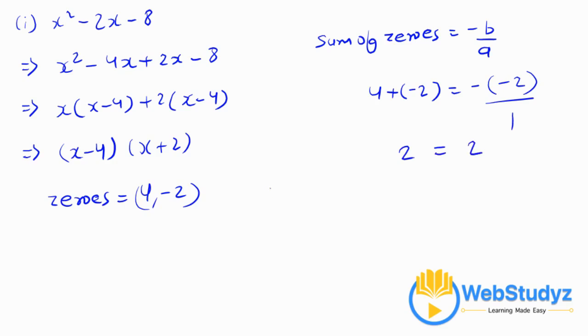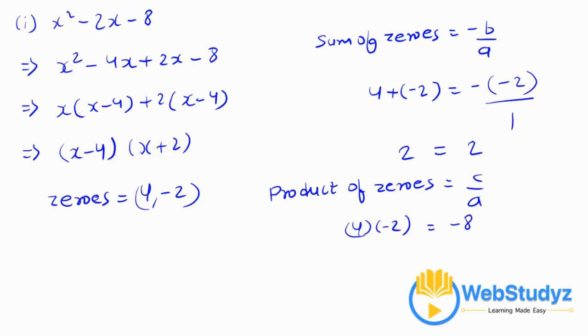So this is true. Let's check for the product of zeros, which is equal to c by a. Product of zeros is 4 into minus 2, and c by a is minus 8 by 1. So minus 8 is equal to minus 8. This way we have verified the relation between zeros and coefficients.